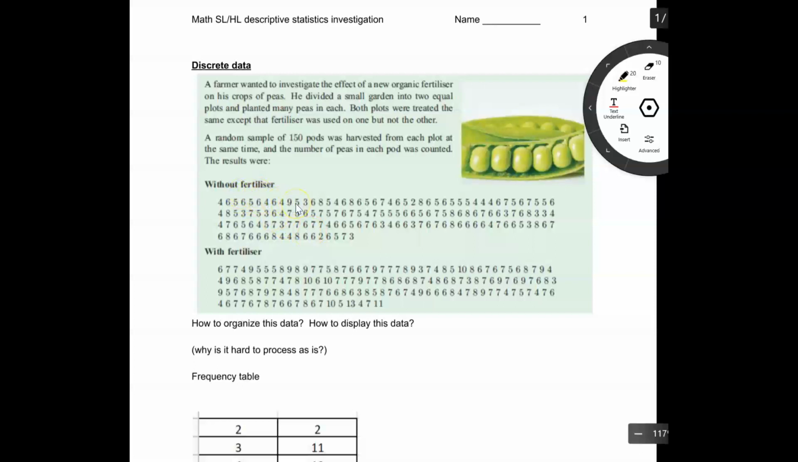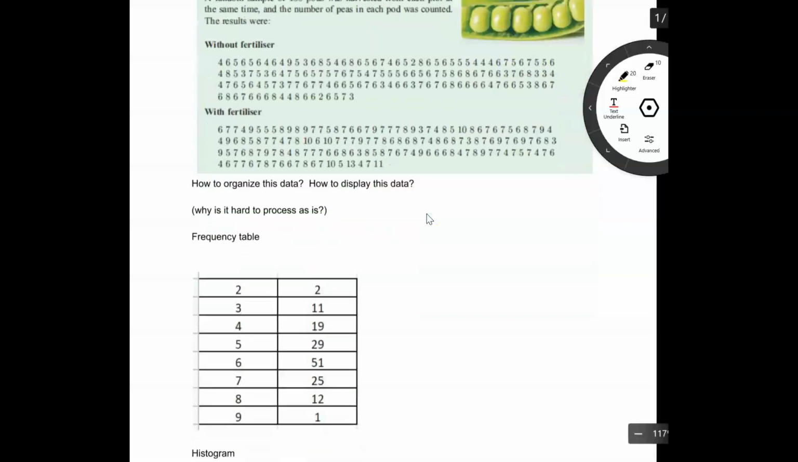Every time he opened one up, he wrote down the number of peas in that pod, and so this is our data here. Basically it's a big giant list. Each number is the number of peas in that particular pod. It's not organized in any way. So the question is, how do you organize this data? What is the best way to organize it? What is the best way to display it?